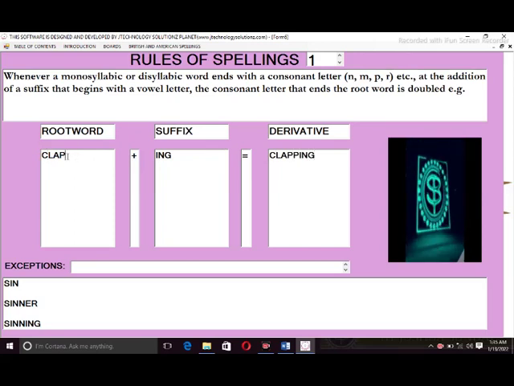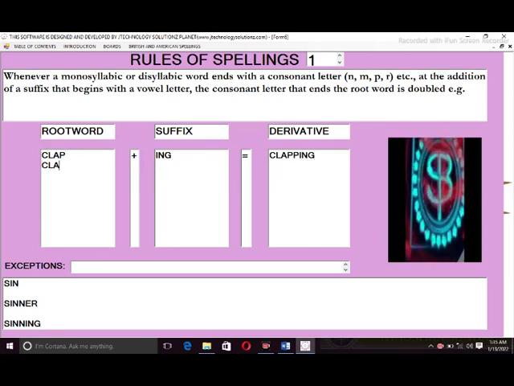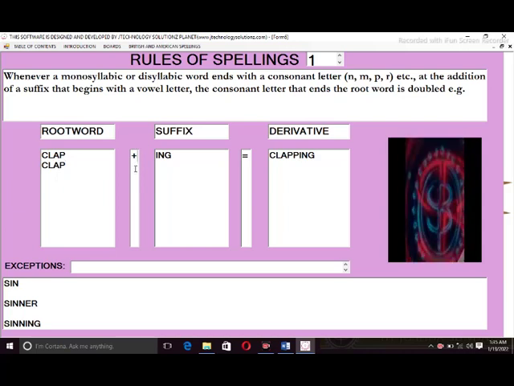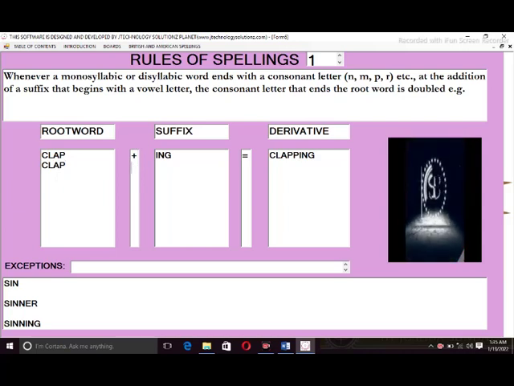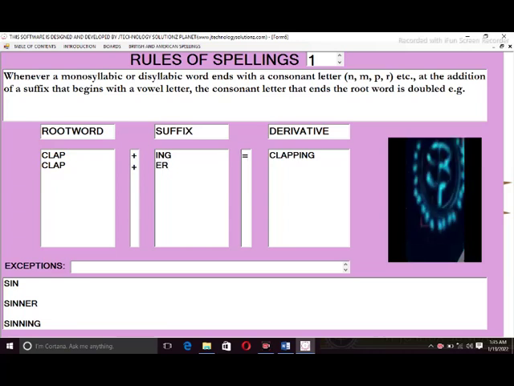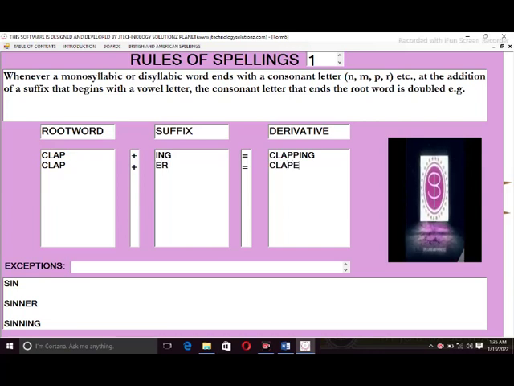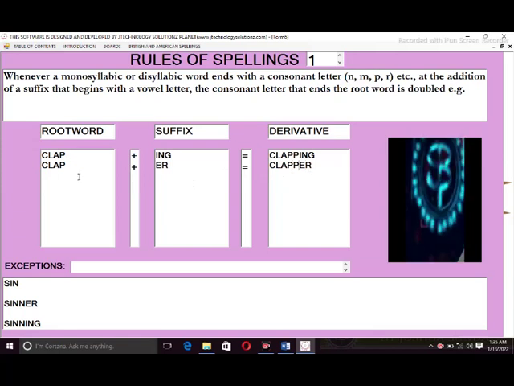Another example is going to be the same clap, and this time around we will be adding ER. That is going to equal clap. Adding ER, we're going to add a P to make it clapper.